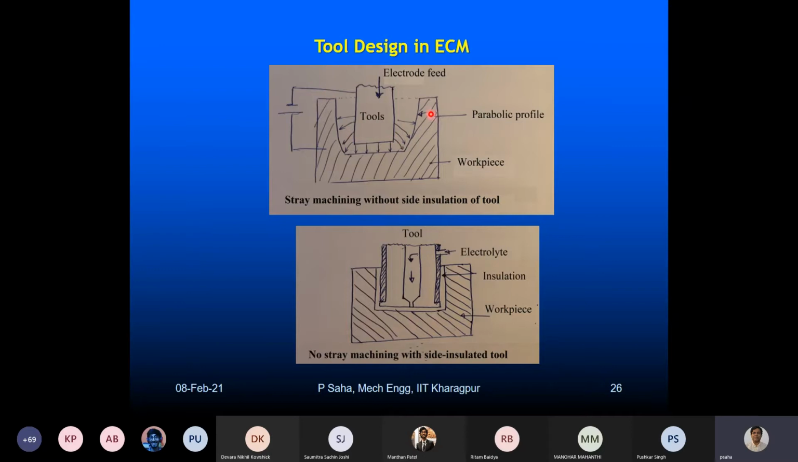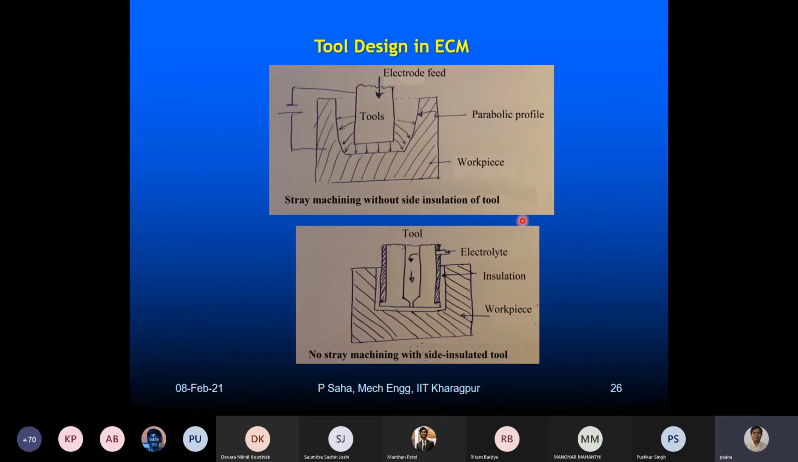So this way, eventually with time, we may not get a complete vertical profile like this. Rather, we'll get a parabolic profile, because it will not be linear. Because why? Because with time, as the distance increases, we have seen the rate of machining also reduces exponentially. So this kind of situation will happen. Here is the stray machining effect without side insulation of the tool. It is just, say, a copper or some metallic tool, or a brass tool, something like that.